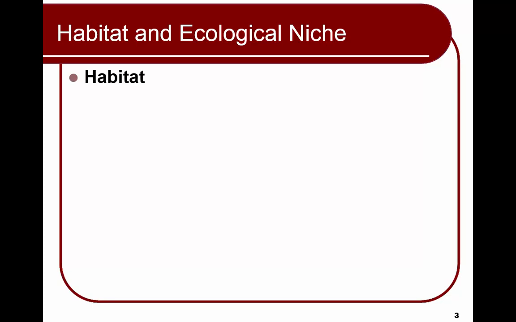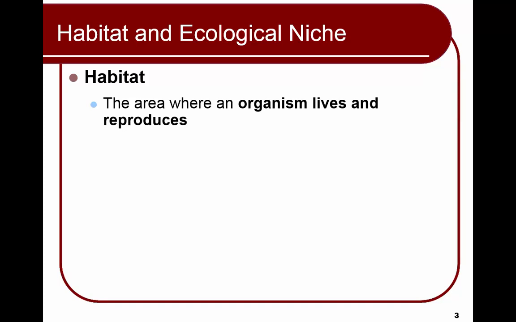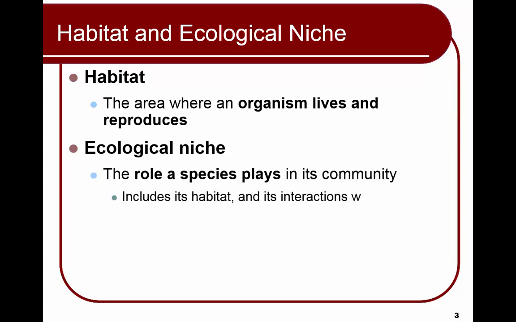Also, last chapter, we learned what a habitat was. We said that's the address where the organism lives and reproduces. Now we're going to talk about the ecological niche, which is the role the species plays in its community. Its job or profession, what it does to stay alive. And this includes its habitat as well as its interactions with other organisms. What resources it uses, how it survives.